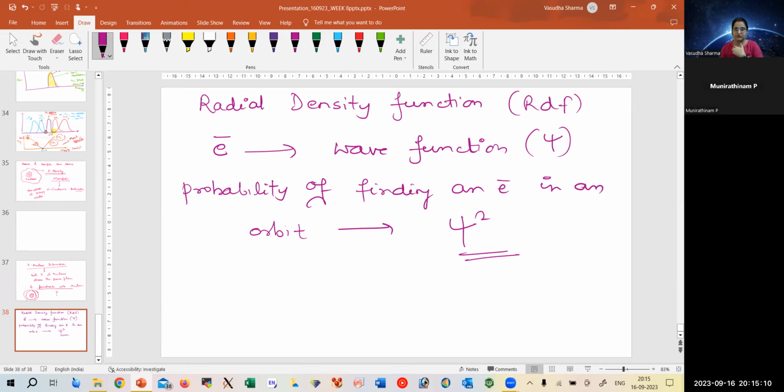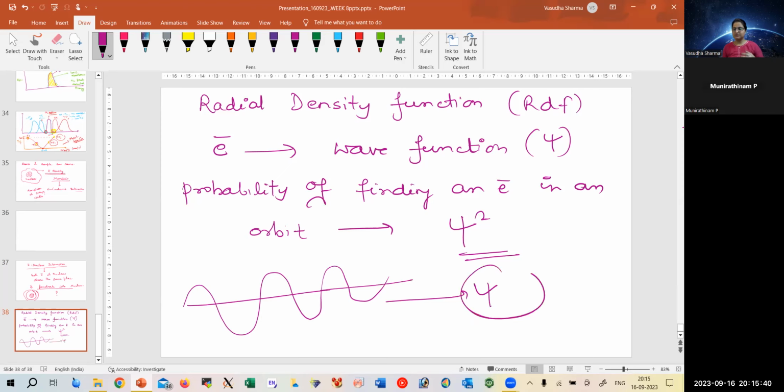Probability of finding an electron in an orbit means, when we have an orbit and we are expecting whether this orbit has an electron or not, that is defined as psi square. Psi is nothing but your wave function, because the electron has a sinusoidal motion. It has both particle as well as wave nature. Because of this nature, we define it as a psi function. When we square it, it gives us the probability of finding our electron density in that particular orbit or not.